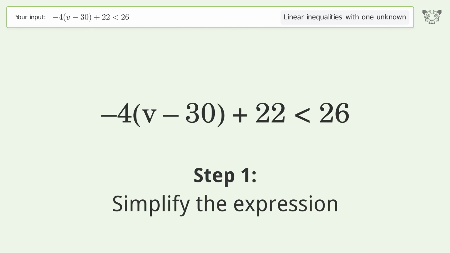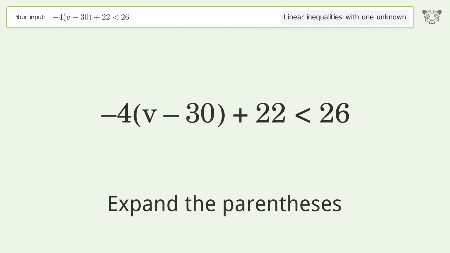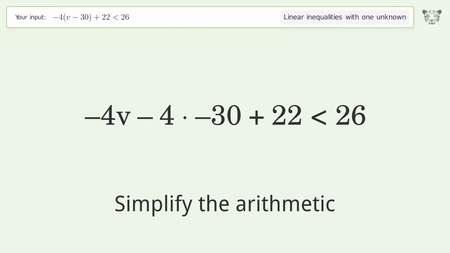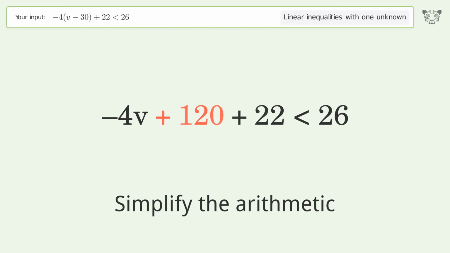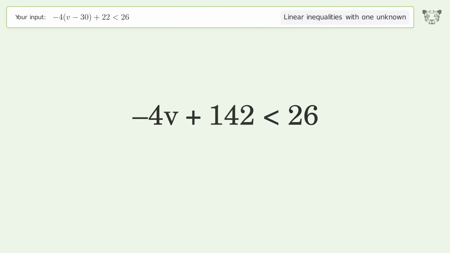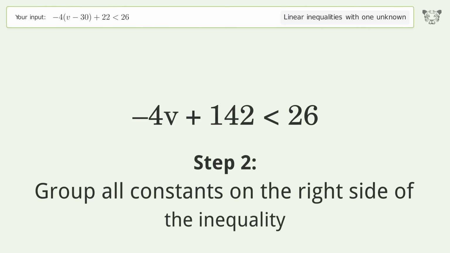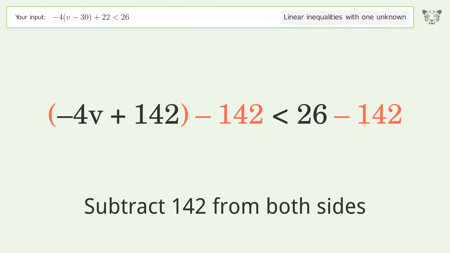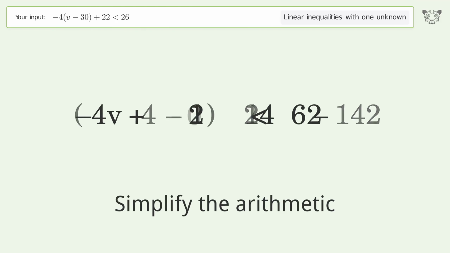Simplify the expression. Expand the parentheses. Simplify the arithmetic. Group all constants on the right side of the inequality. Subtract 142 from both sides. Simplify the arithmetic.